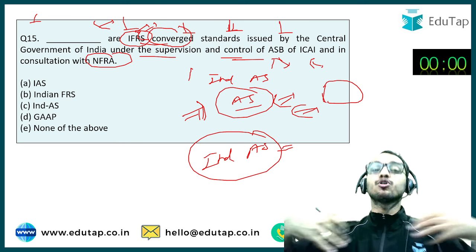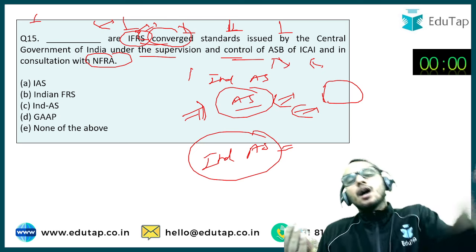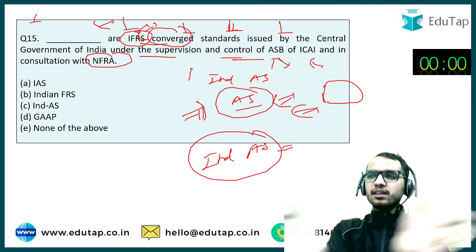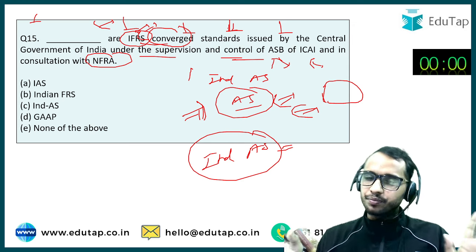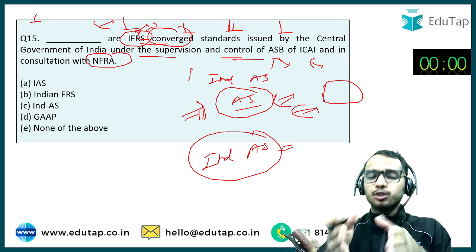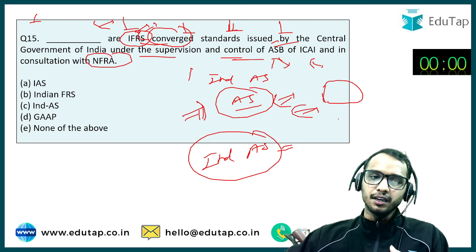that we have converged. Why have we converged it? Why didn't we just adopt the IFRS? Because of the economic needs, because of the country specific economic and social needs. That's why we have converged the IFRS to our accounting standard, and we gave it the name Ind AS, that is Indian Accounting Standard.